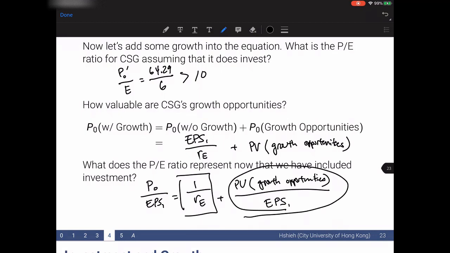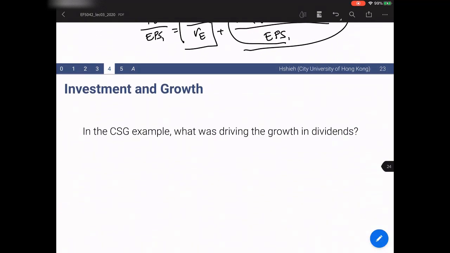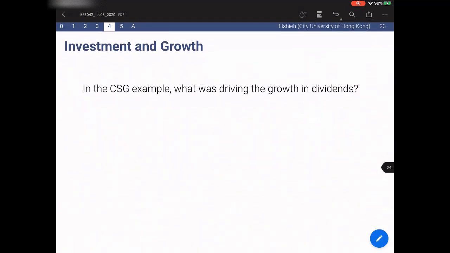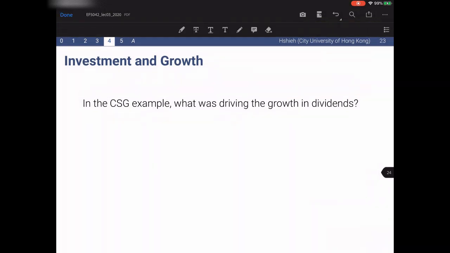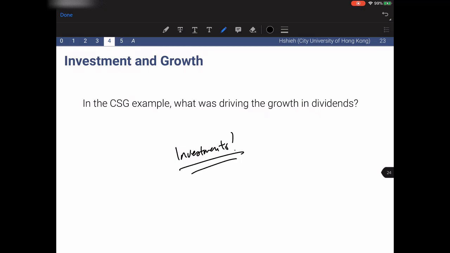And we learned from the previous example that growth opportunities can only come from investments. That is an assumption that we made by choice, right? We wanted to make it so that growth is a function of investments, and that's the mechanism through which we want to augment the dividend discount model so that we can price firms with a more tractable model. Okay, so to emphasize again, in the CSG example, what was driving the growth of dividends? It is through investments. Okay, again, this is by construction. All right, this is by construction.